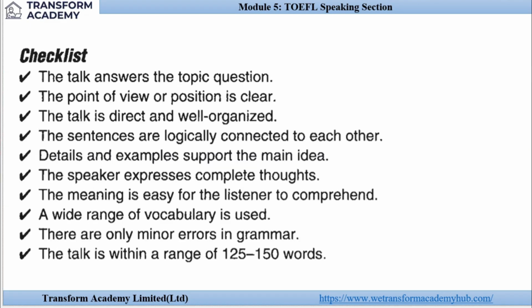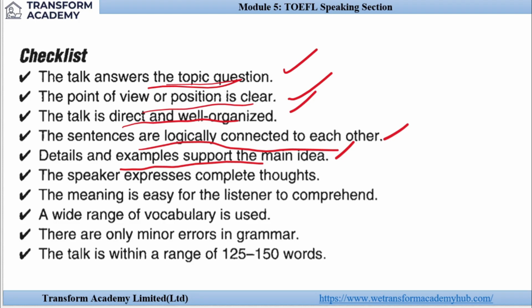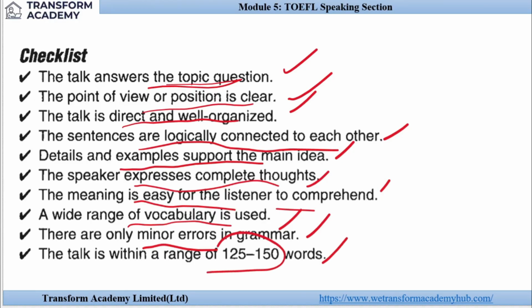Now this is the checklist. The talk answers the topic question. Yes. The point of view or position is clear. Yes. The talk is direct and well organized. The sentences are logically connected to each other. Details and examples support the main idea. The speaker expresses complete thoughts. The meaning is easy for the listener to comprehend. A wide range of vocabulary is used. There are only minor errors in grammar, and the talk is within a range of 125 to 150 words. So once you practice this yourself, you can apply this checklist on your own practice speaking.